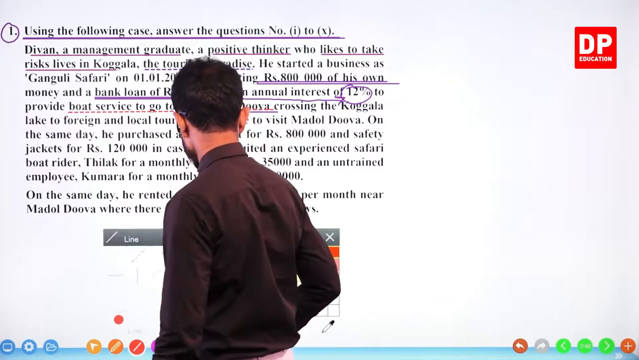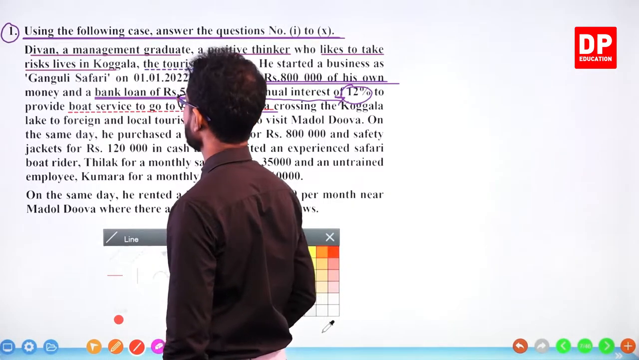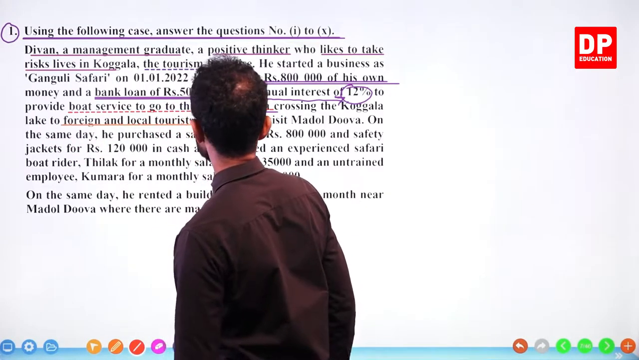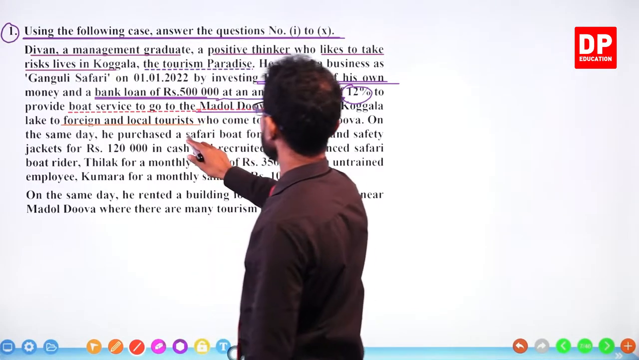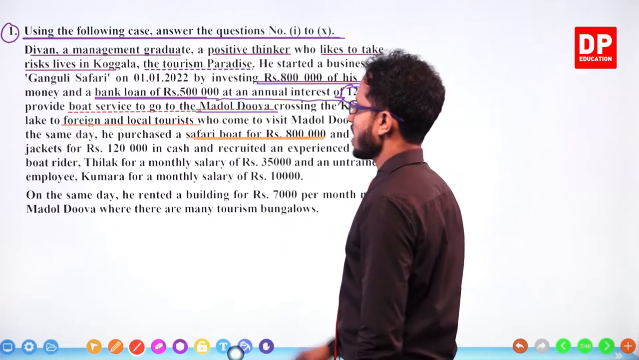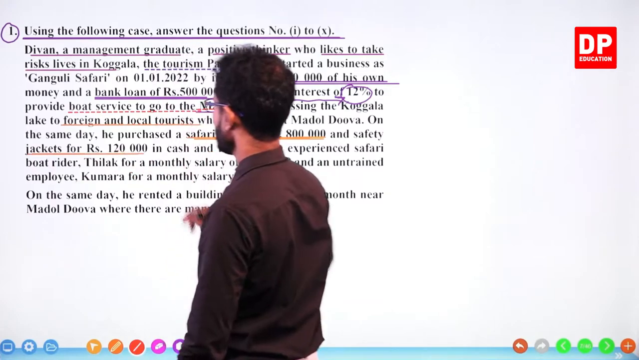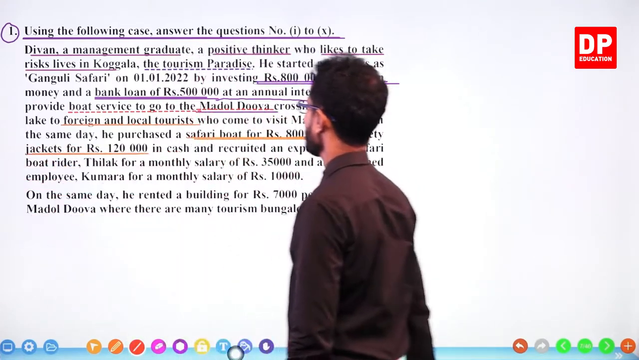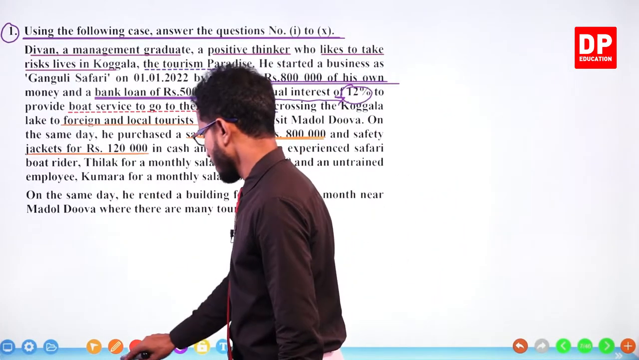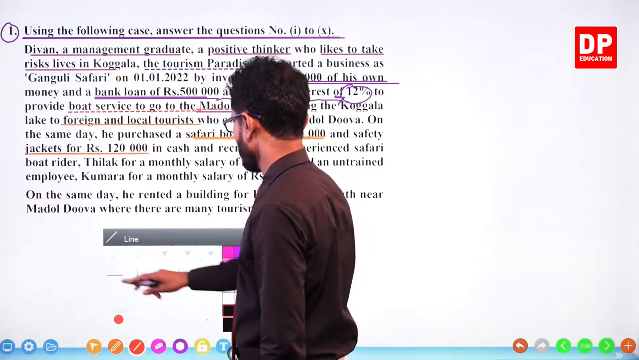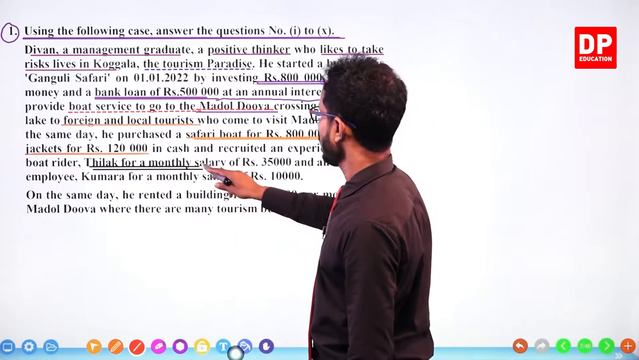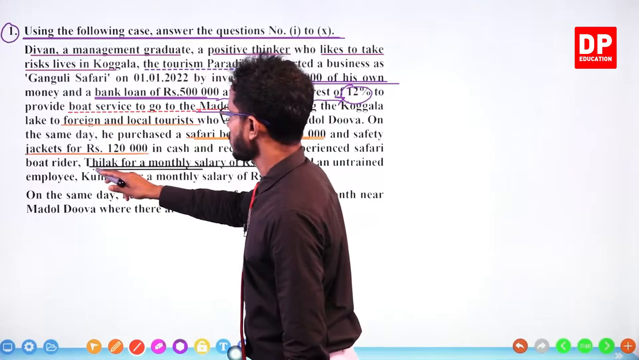Very nice. I have some more information here. Foreign and local tourists are there. Safari boat was bought for 800,000. And jackets were bought for 120,000. That's it. Tilak, that guy is also an important factor, no? Tilak is a boat rider.